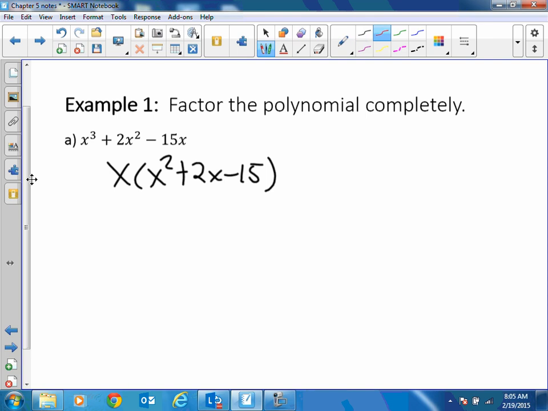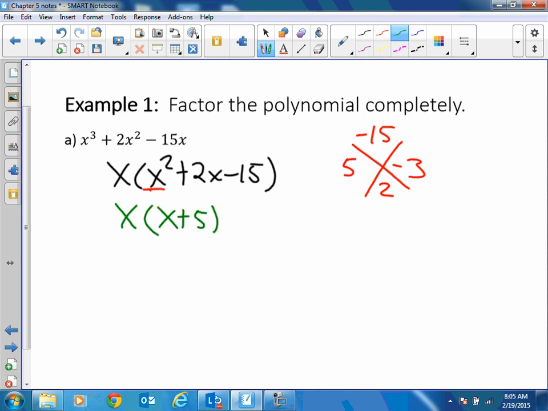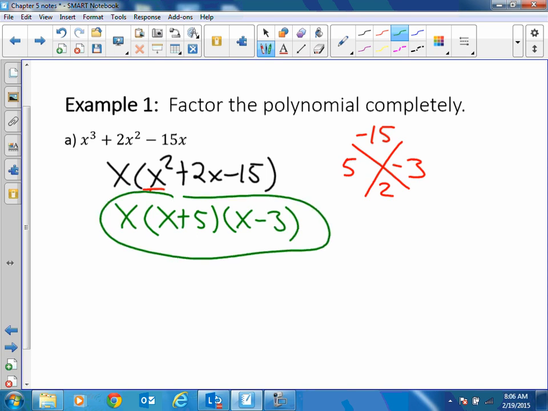Now notice we have a trinomial, and there's no number in front of the x squared. So we can make our x and find factors of negative 15 that add up to 2, which would be 5 and negative 3. Then we can rewrite it in factor form, bringing down our x, plus 5, x minus 3. That's the answer in factor form, or factored completely. Let's go to the next question.